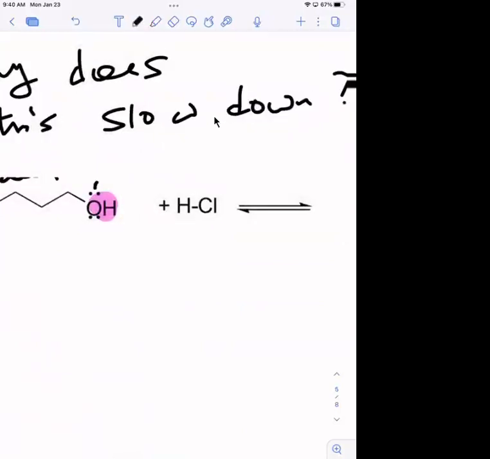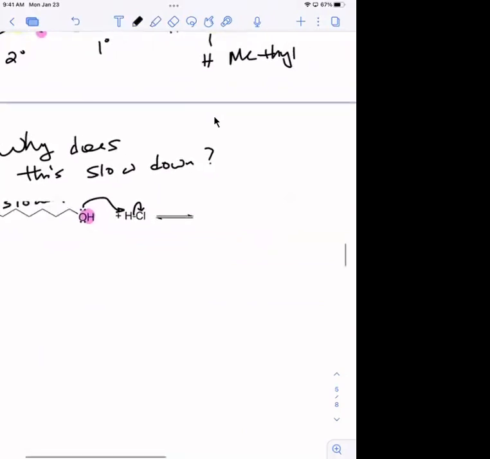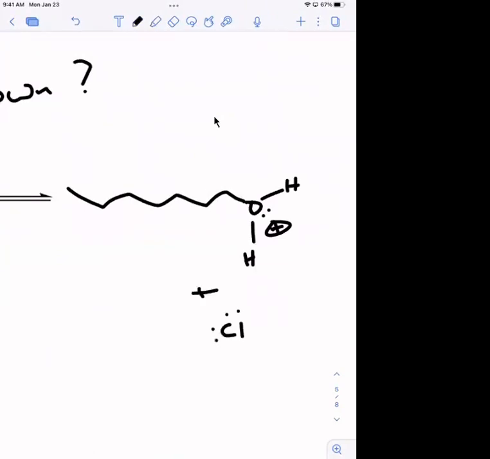So I'm going to attack here like that, and I'm going to break the HCl bond. Right? What do we get from that? This is going to be what? O, H, H, and that oxygen is positive, plus chlorine, Cl minus.